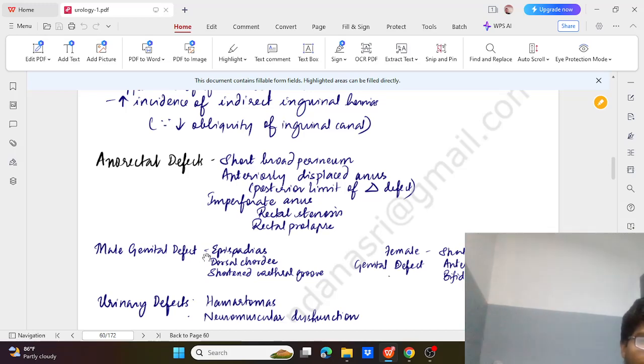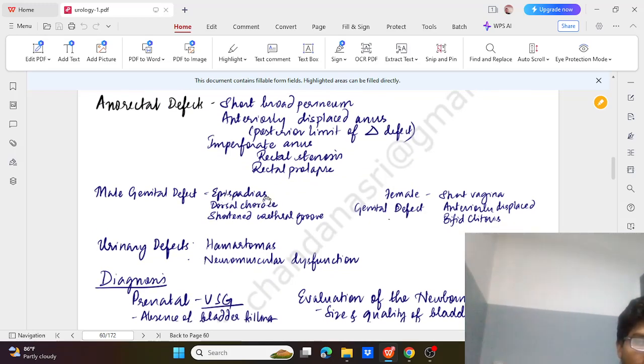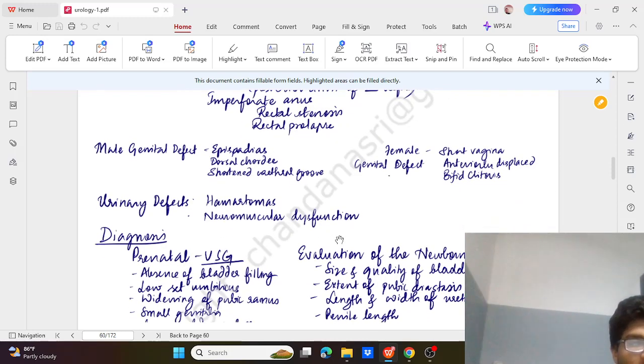In the male genitalia, this patient will have epispadias, then chordee, that is dorsal chordee, or shortened urethral groove. In females, there will be short vagina, which can be anteriorly displaced, and bifid clitoris. Urinary defects in the form of hydronephrosis and neuromuscular dysfunction.